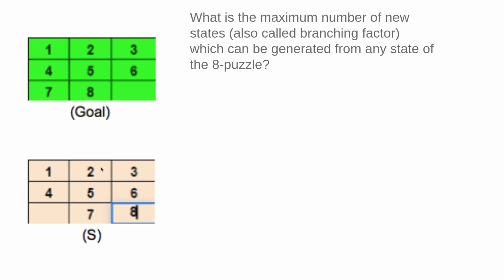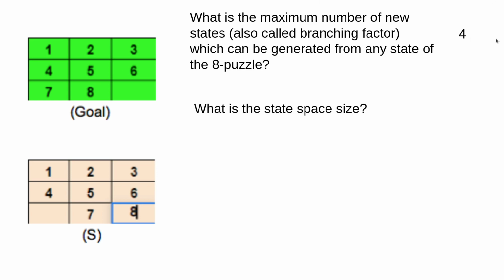Now coming to the next question, this is interesting. This is the goal state and the source state. For the 8-puzzle problem, what is the maximum number of states, also called the branching factor, you can have? How many maximum subnodes will you have? Here the blank can move left, right, up and down, but not in this particular scenario. In the general scenario, how many can it have? 4. So 4 would be the answer.